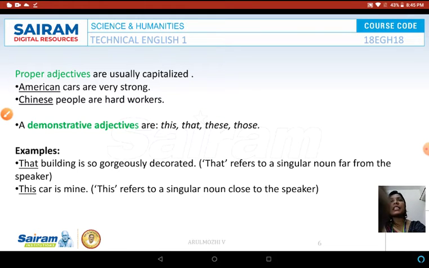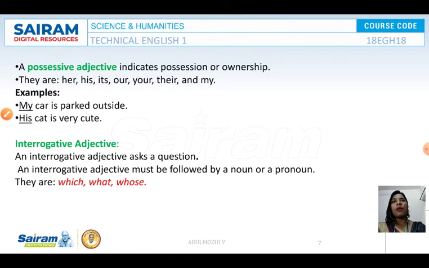Possessive adjectives indicate the ownership or possession of a noun. Usually these words become possessive adjectives. For example, her, his, its, our, your, their, and my. Here are some examples. My car is parked outside.